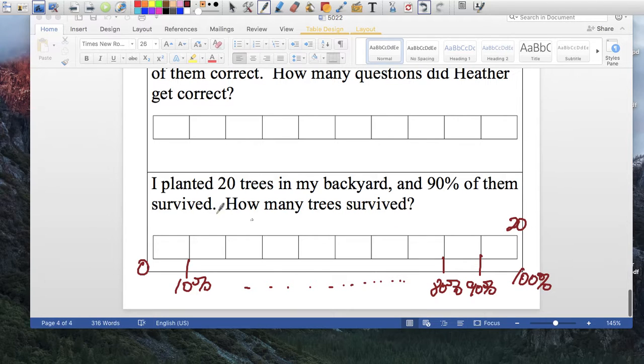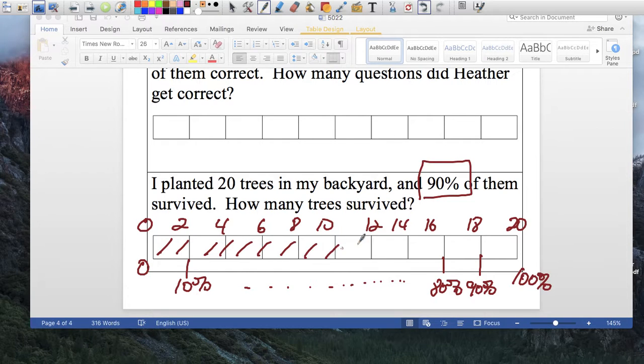We're going to go by 2's, right? Because 20 divided by 10 is 2. So this is 0, 2, 4, 6, 8, 10, 12, 14, 16, 18. So we want to go all the way to 90, right? So if I had 20 trees and 90% survived, the number is 18. So 18 trees survived, and obviously the other 2 did not make it.